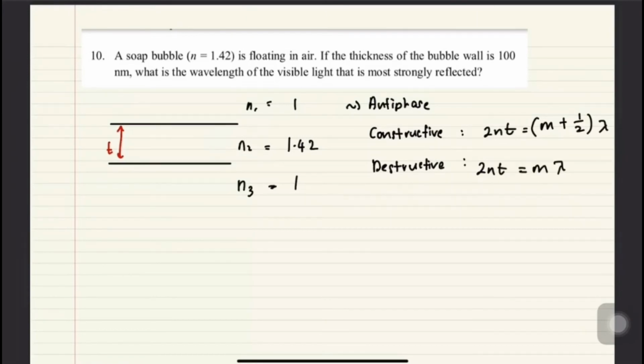Okay, so the question actually wants to find what is the wavelength of the visible light that is most strongly reflected. So can you see the light being reflected or not? Yes. If you can see the reflected light, is it constructive or destructive? Constructive. Okay, very good. So basically we want to use the constructive formula. So if you apply that formula, then you have 2nt equals to m plus half lambda.